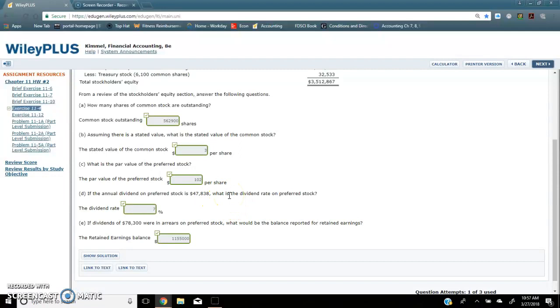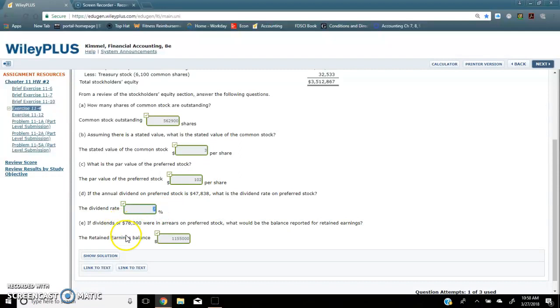Now, since we found out that the par value of the preferred stock is $102 per share, we want to find the percentage, which would be the dividend rate. So we'll take the 7.14 and we will divide that by 102. And in doing that, we'll come up with an answer of 7%.